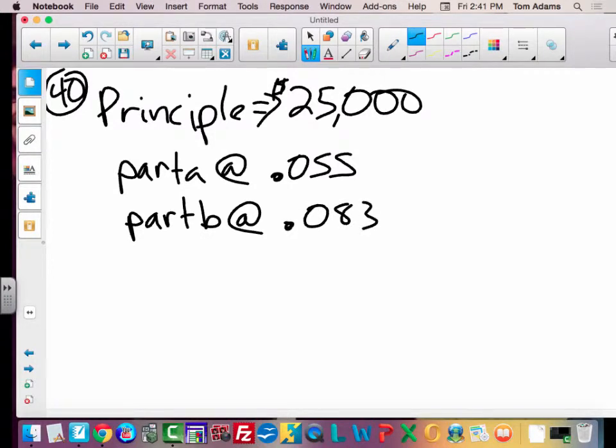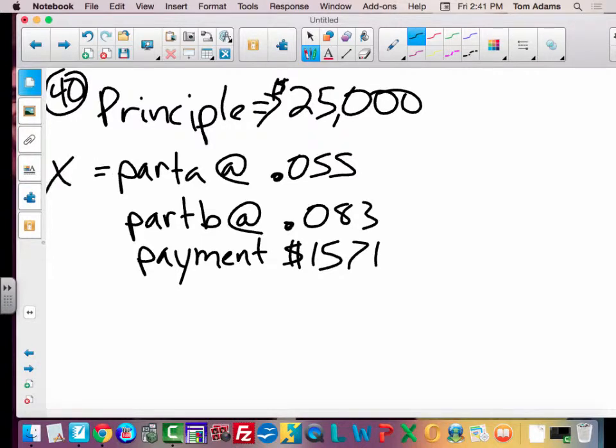And we're told that it is compounded annually, so it's just a straight one-time interest at the end of the year. Her interest payment is approximately $1,571. And then we have to figure out what she did for part A and part B. So how much money did she invest in part A? Do we know? No. So we're going to say that this is equal to x.